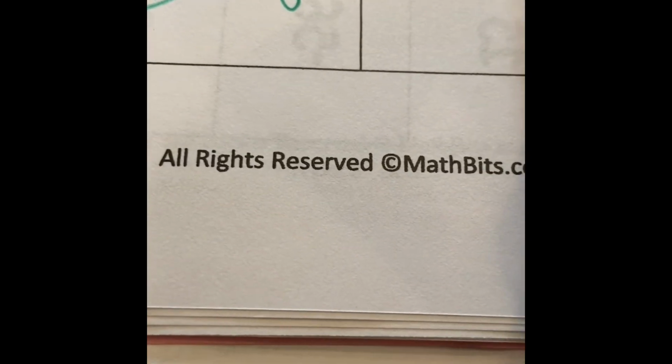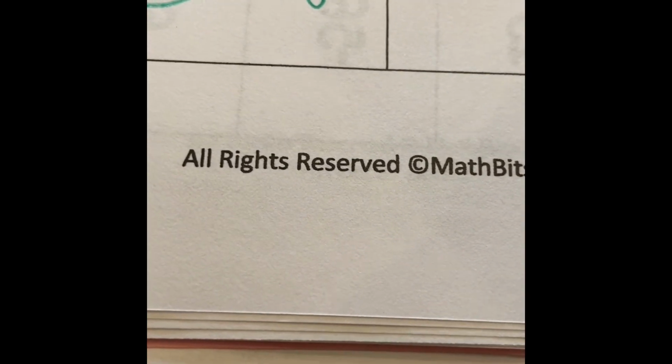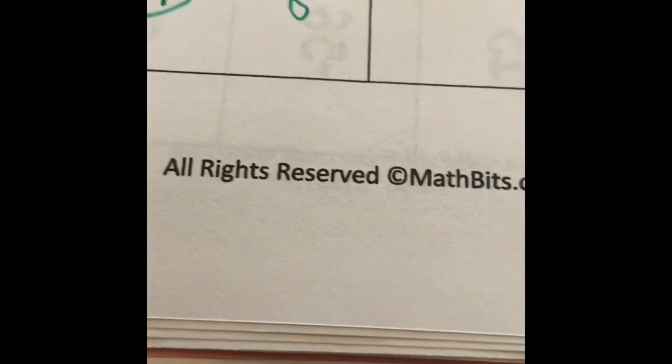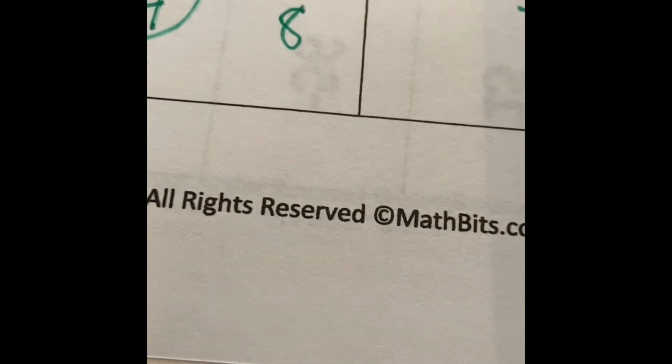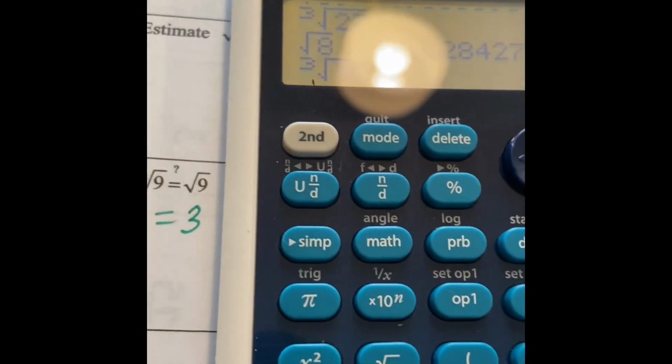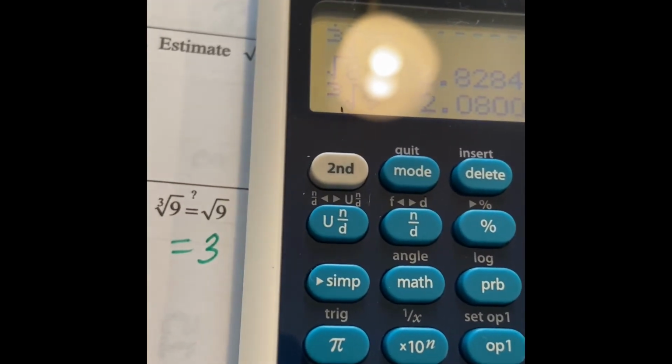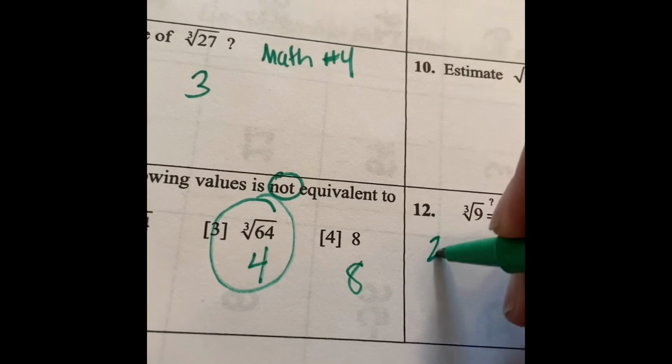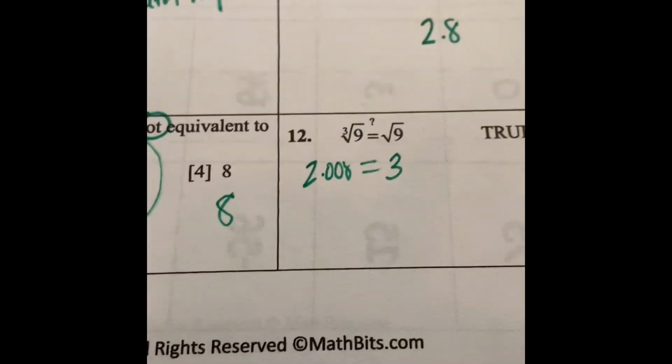And finally, the cube root of 9 equals the square root of 9? Definitely not, because if you tried to do the cube root on your calculator of 9, you would get the answer of 2.008. So that's false.